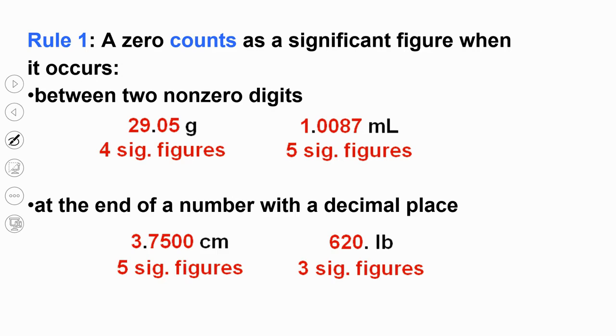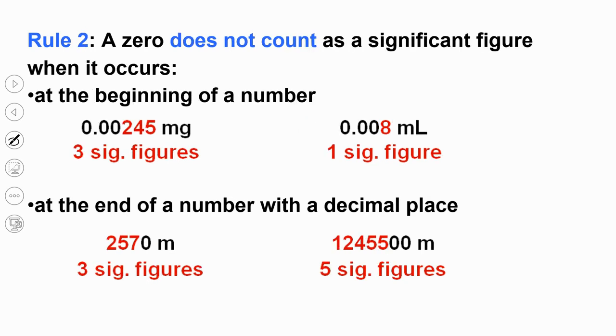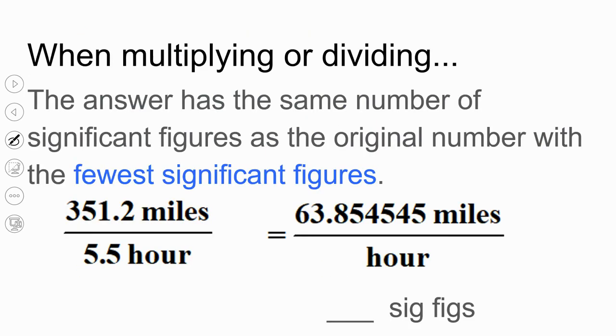So then these are just the rules. You have these written down, so you can go back to them if you need. Then we have some rules for when we're doing some math with the numbers. So if we're multiplying or dividing numbers, we always use the least sig figs, okay?